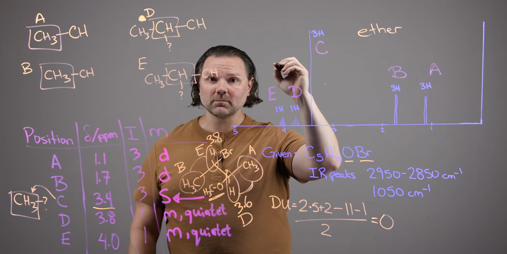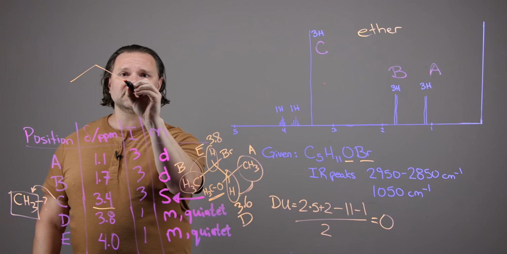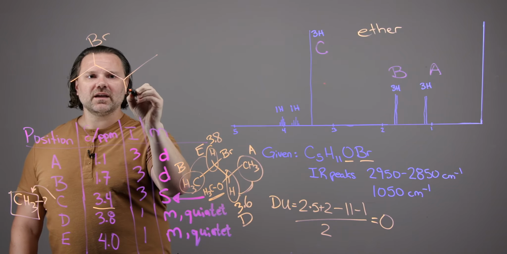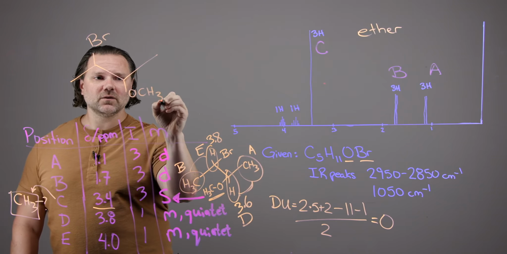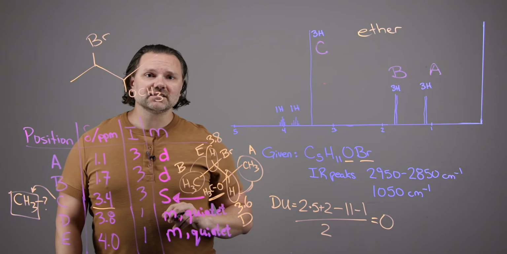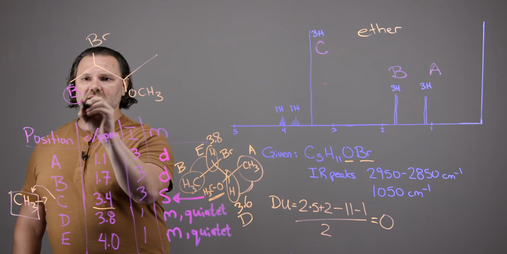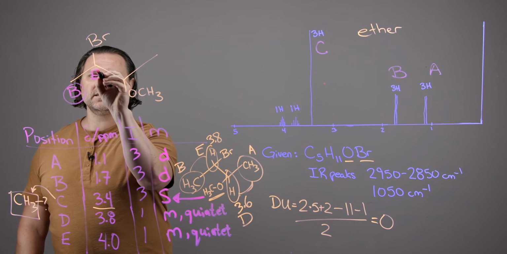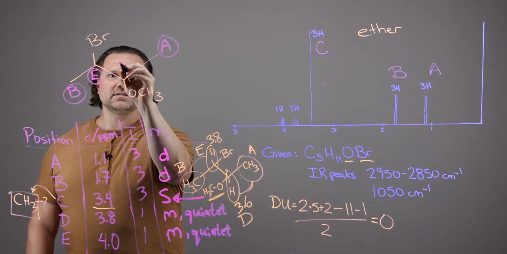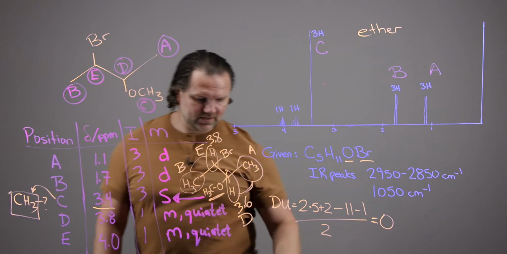Let's just draw it one more time. We have a CH3 to a CH to a CH to a CH3. We have a bromine here, and we have a methoxide over here. We've assigned each of the sets of equivalent protons within our molecule as being group B, group E, group A, group D, and group C over here.